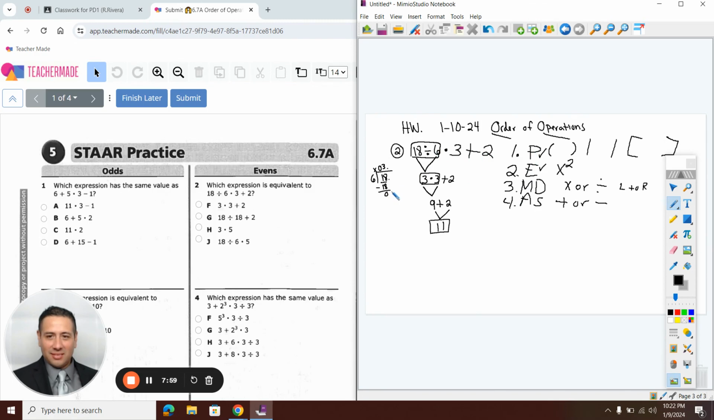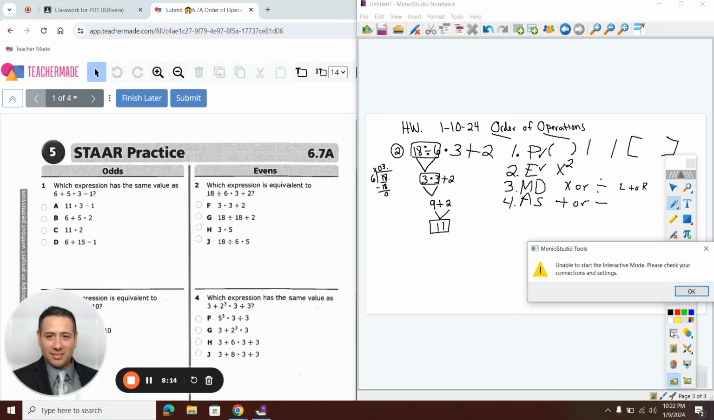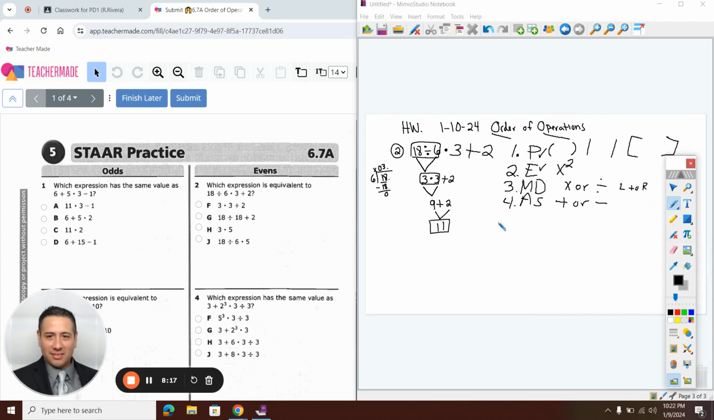So the only one that matches my steps following the order of operations, following PEMDAS, that would be this one right here. Choice F matches my step. Now I'm going to make sure. So I'm going to say, okay, choice F is the answer because that's what matches my order of operations.